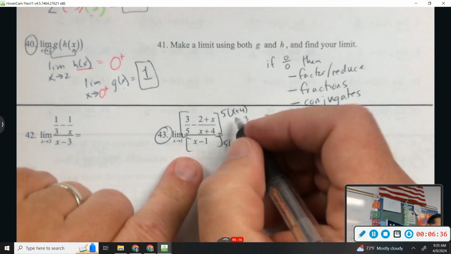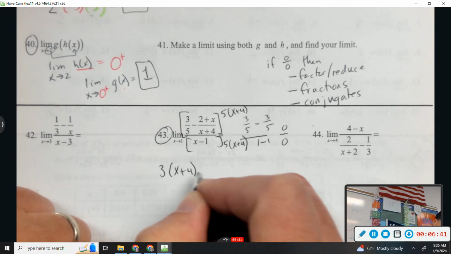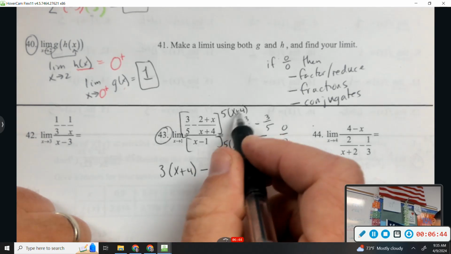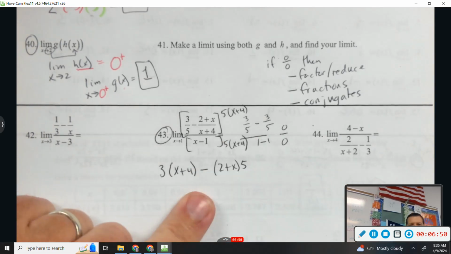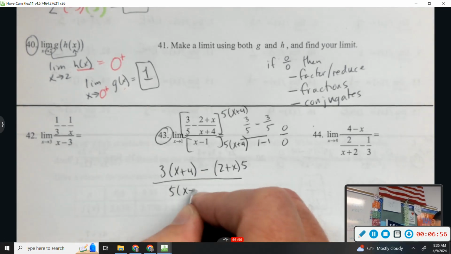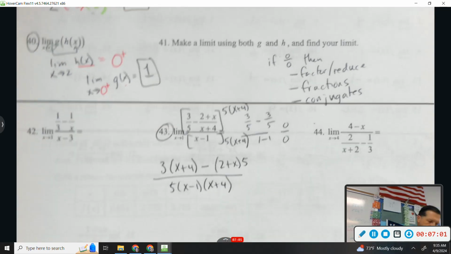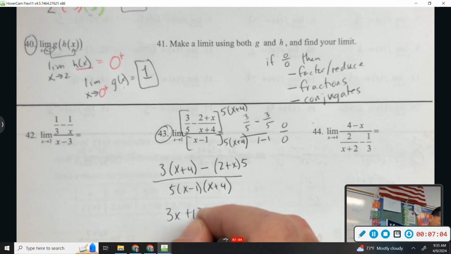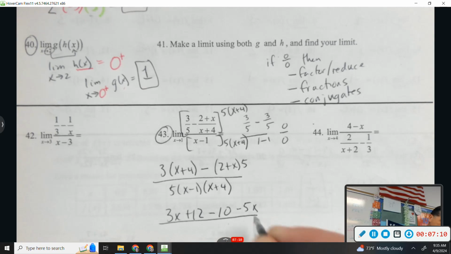So on that first one, let's see, the 5's cancel, and I'm left with 3 times x plus 4. On the second one, the x plus 4's cancel, and I'm left with 2 plus x times 5. I do have a minus sign in there, so I better be careful about that. On the bottom, we don't really want to multiply it out because we're hoping something will cancel. So let's see, 3x plus 12 minus 10 minus 5x. I'm just going to stay with the top here for a minute. So that's negative 2x plus 2.